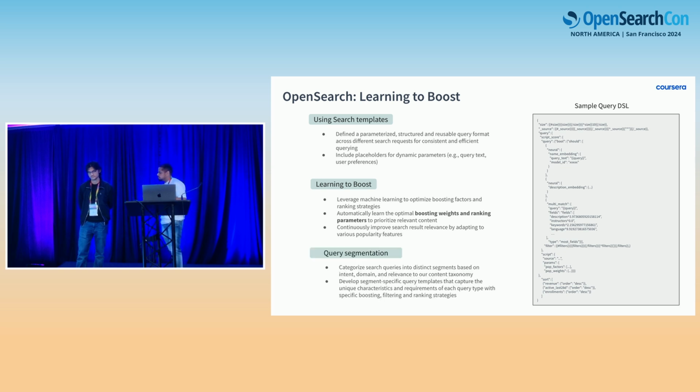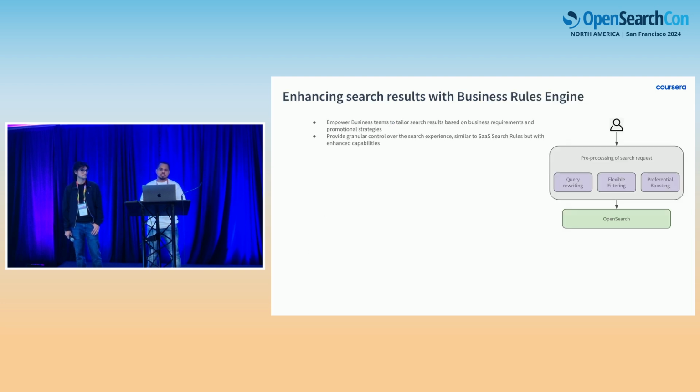The next part of this process is also query segmentation. Given we have this DSL, it's possible that this DSL works better or worse for different types of queries. So we might want to have different DSLs for different types of queries. That's something we call query segmentation. And then on the fly, we can use an ML model to choose which DSL to use for what type of query, resulting in more relevant results for the learners.